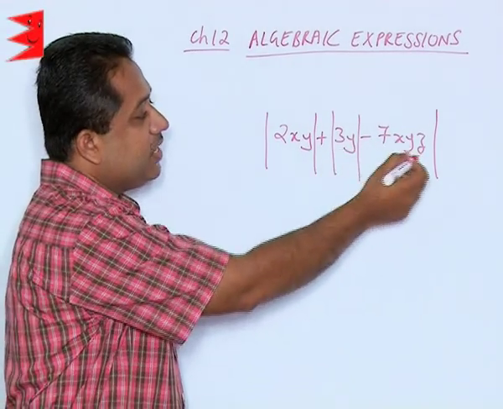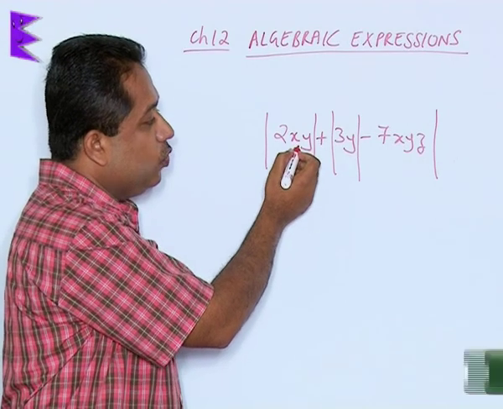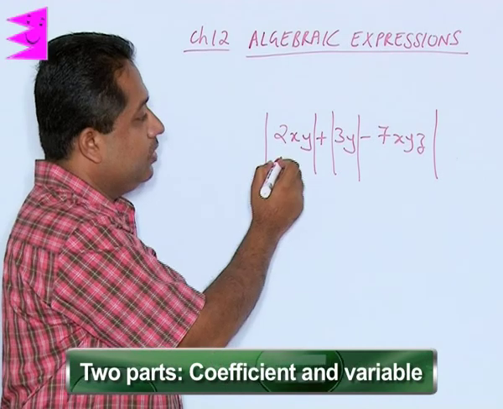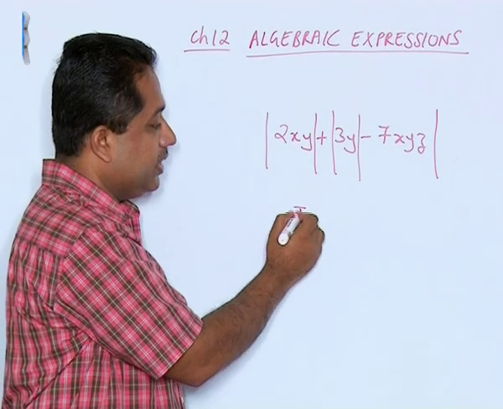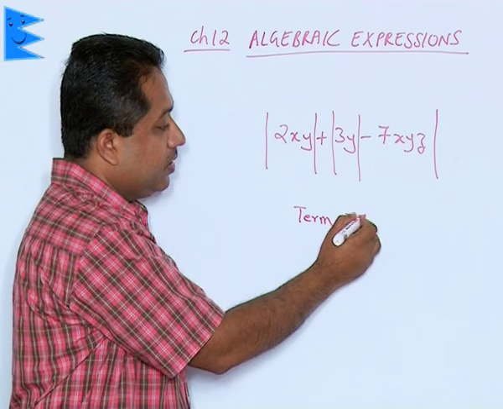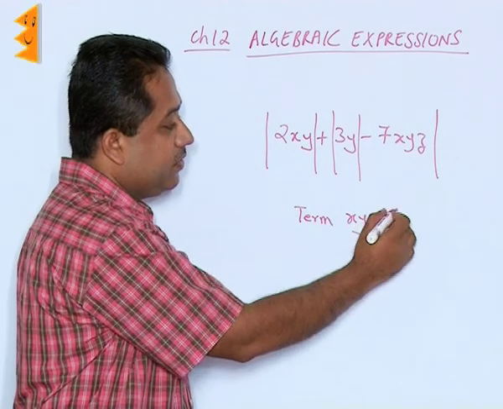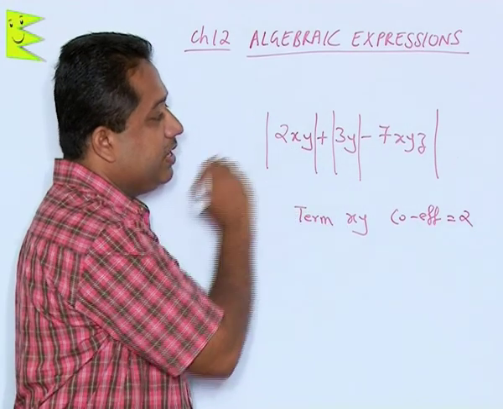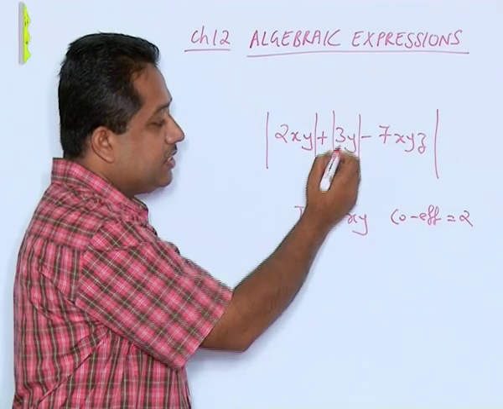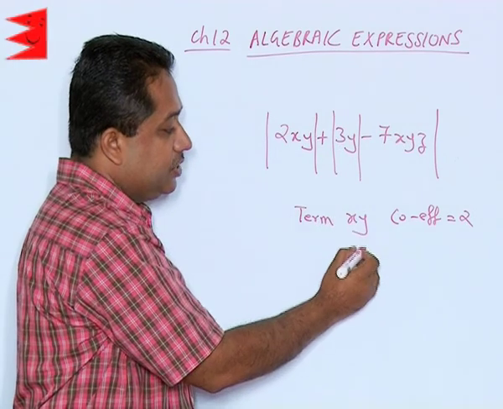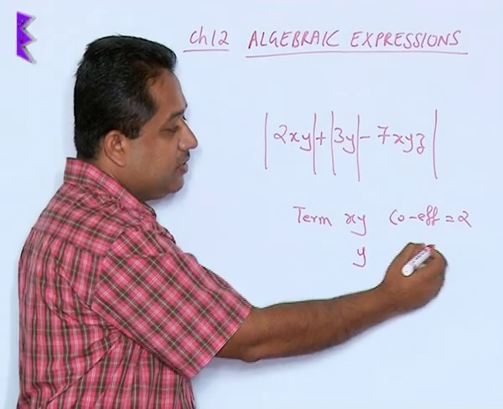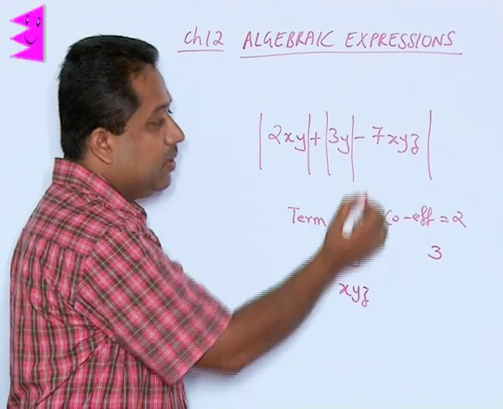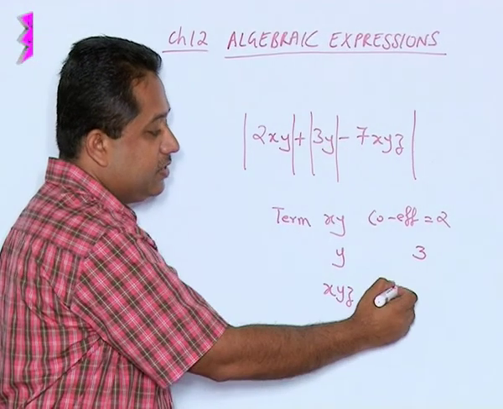So, when we have the three terms, we have two parts. One is the coefficient part and one is the variable part. So, here the term is xy, and the coefficient of xy is 2. So, I can say the coefficient of the term xy is 2. If you look at the next term, the term is y and the coefficient of this is 3. The next term similarly, the term is xyz, but the coefficient here is minus 7.